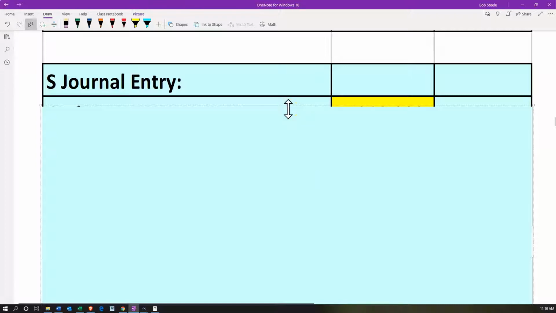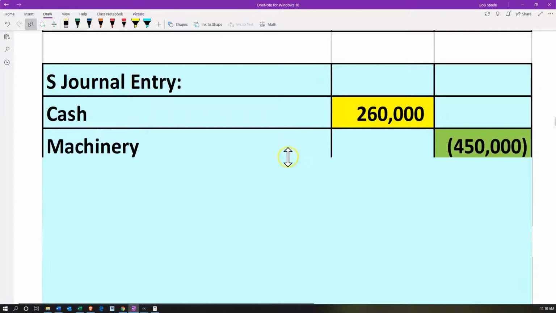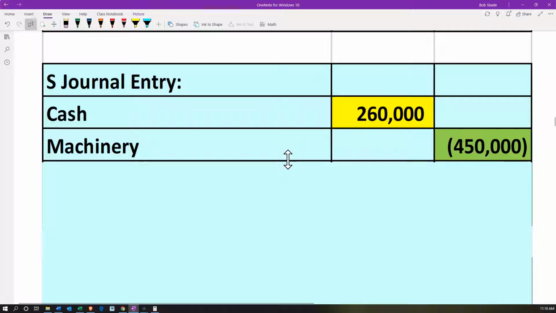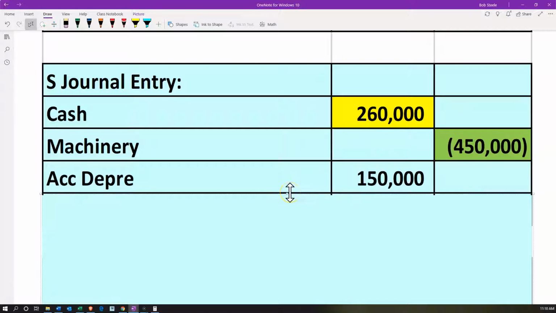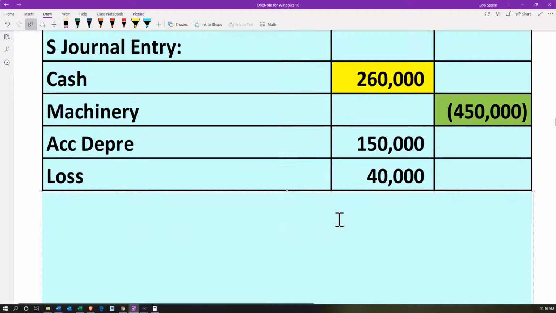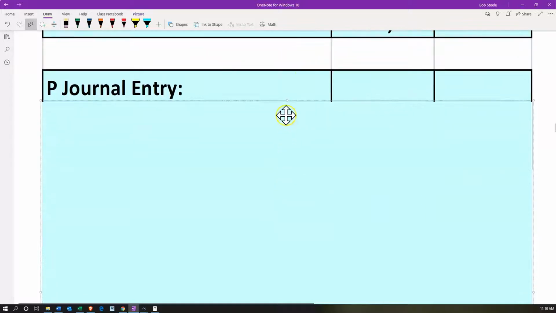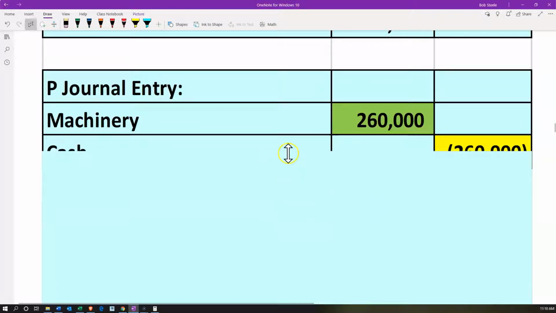So S journal entry, S we're going to say is the seller here. So they had a debit to cash of $260,000. They credited the machinery off the books at the cost, the purchase price, $450,000. Then they had to take off the books the related $150 for accumulated depreciation. That $450 minus the $150 is the book value. Then the difference is now a loss, because it's on the debit side, acting kind of like an expense, loss of the $40,000.